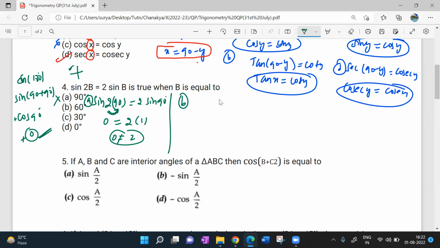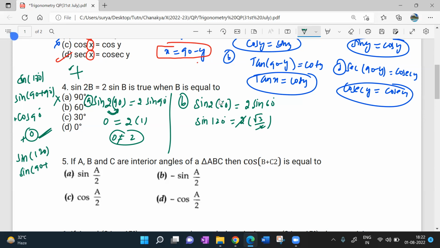Now let us substitute 60 in place of b. Sin 2 into 60 degrees should equal 2 times sin 60. 2 into 60 is 120, beta. Sin 120 is what? Sin 60 is root 3 by 2. Now sin 120 is what? Let me write it here. Sin 120, how can I calculate that?